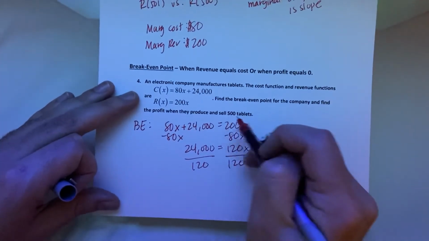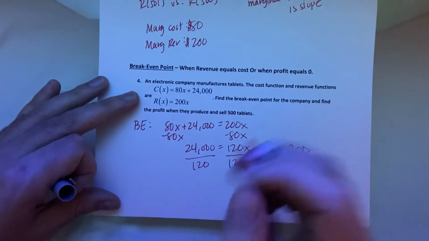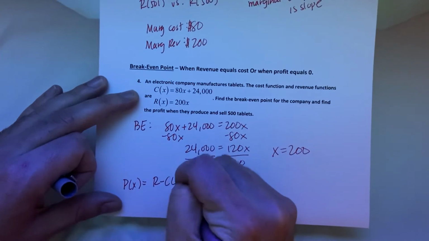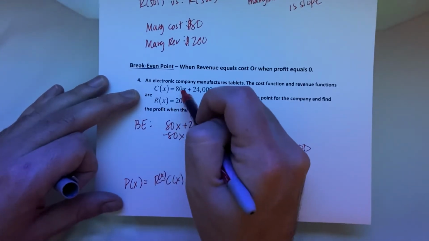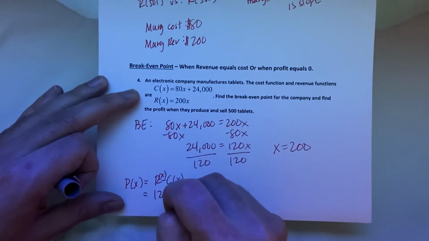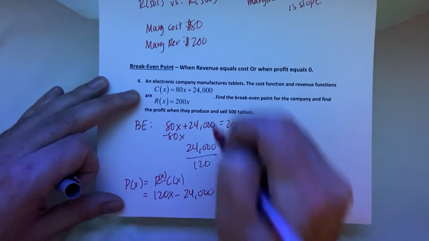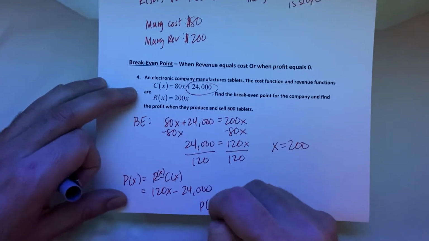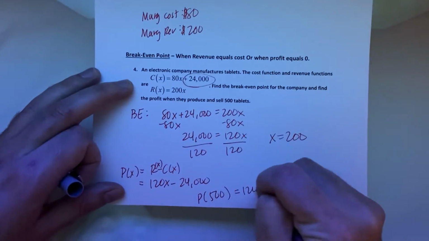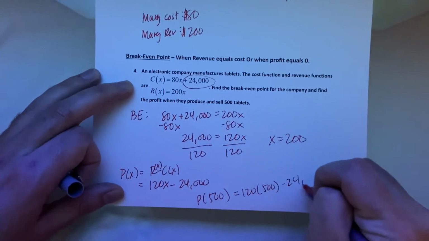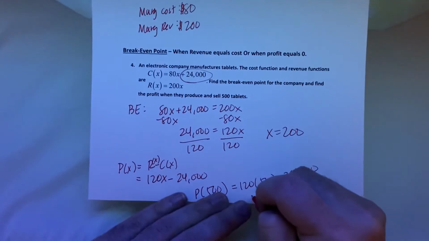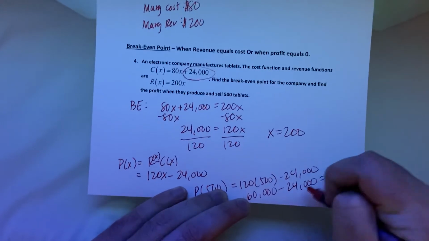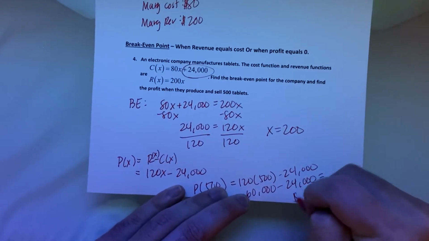So now it wants to find the profit when they sell 500 tablets. Now a reminder, the profit function is revenue minus cost. 200x minus 80x is 120x minus 24,000 from here. Now just plug in 500. 120 times 500 minus 24,000. This is 60,000 minus 24,000, which is $36,000.